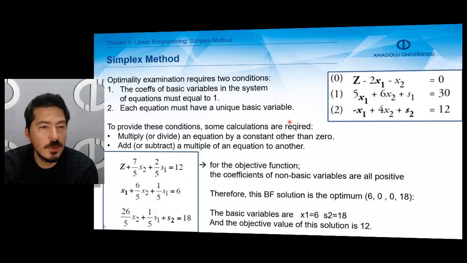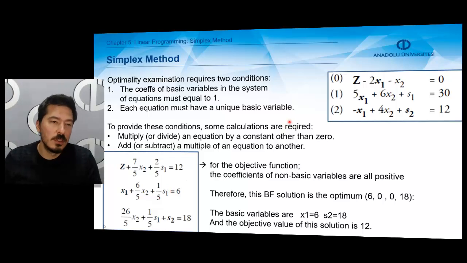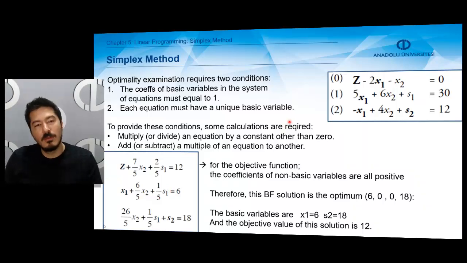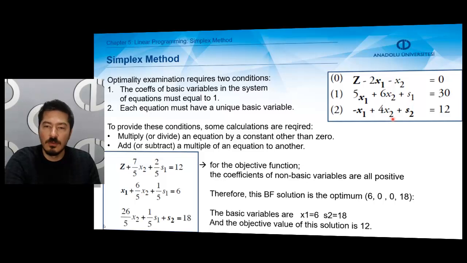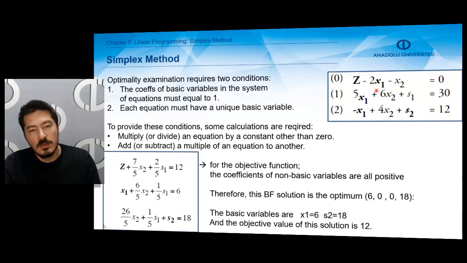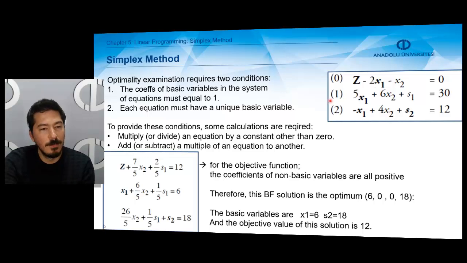As you remember, optimality examination requires two conditions. First, the coefficients of basic variables in the system of equations must equal 1. Here, I'm talking about these equations given in the blue frame at the top. And the second condition, each equation must have a unique basic variable.